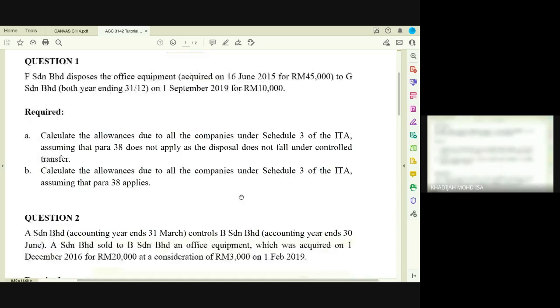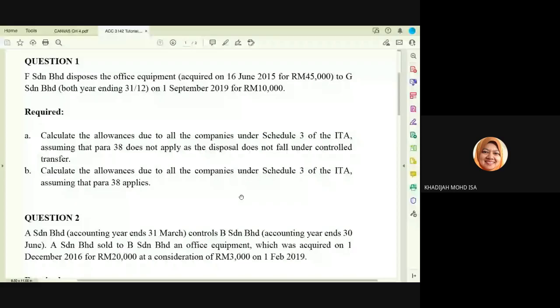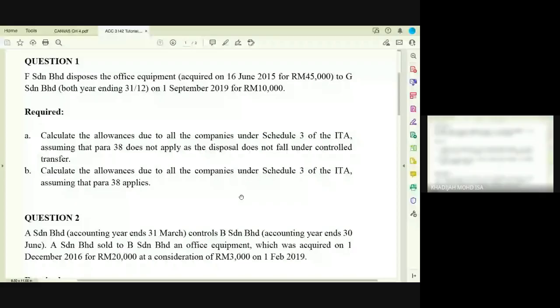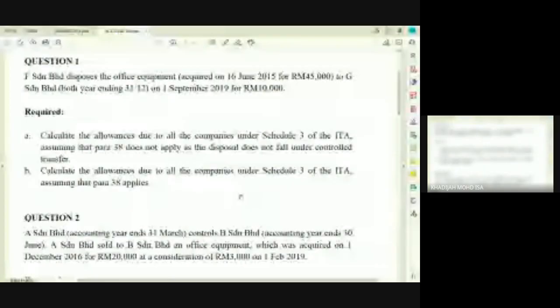Okay, here F Sdn Bhd disposed the office equipment acquired on 16 June 2015 for 45,000 to G Sdn Bhd, both year end 31st of December, on 1st September 2019. So if you look at here, both companies have the same year end, which is 31st of December.